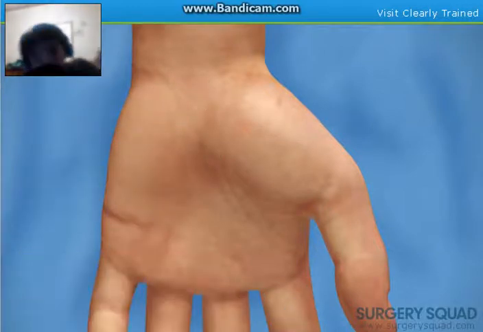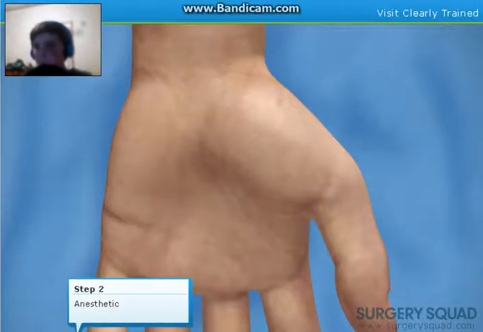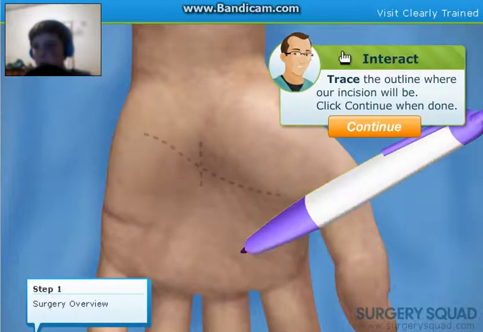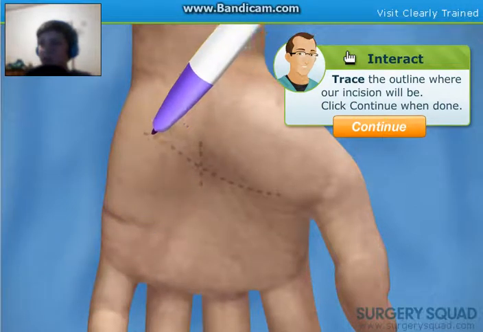With the wrist anesthetized, we can now begin the operation. I've already tied a tourniquet around the patient's upper arm. Can you go ahead and outline where we'll be making our incision?